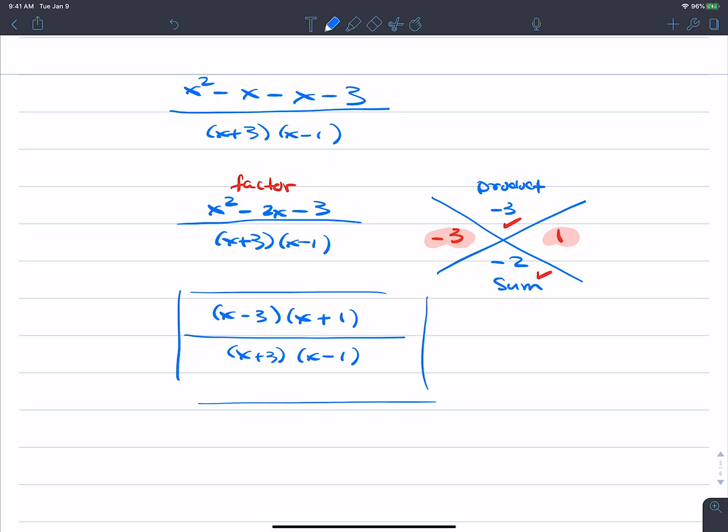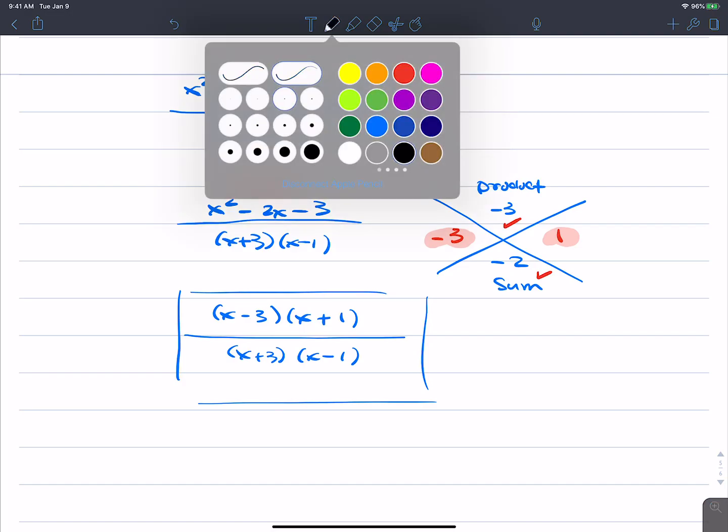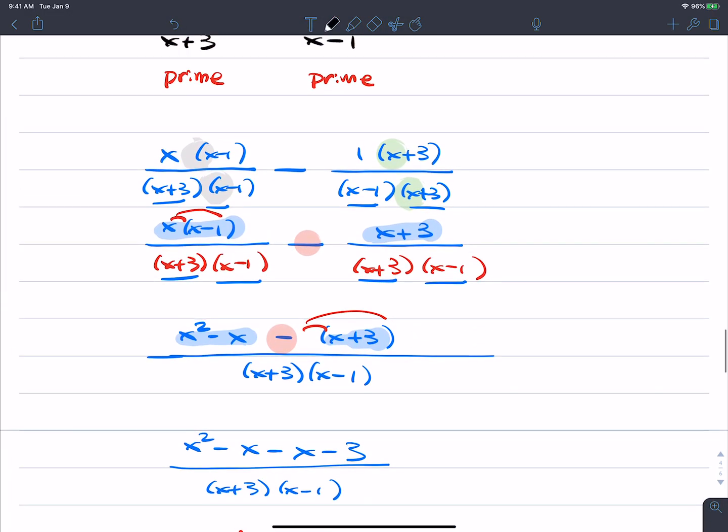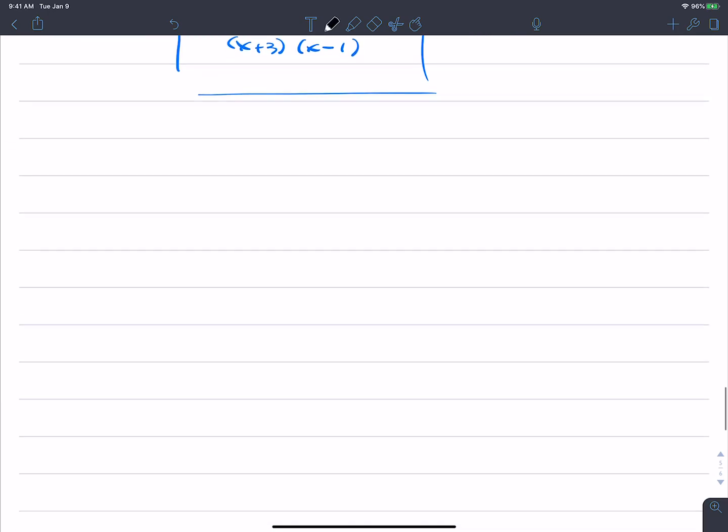You cannot cancel this x minus 3 and this x plus 3 because they are different terms. You can't factor or cancel x plus 1 and x minus 1 because they're also different terms. So here you go. And you're done. This is number 17.